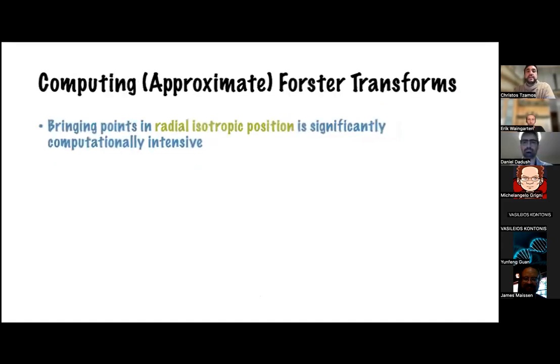Similarly, when you're trying to compute the Forster transform, bringing points into radial isotropic position is computationally intensive. It's not as simple as bringing them to isotropic position or just rescaling them so that they all have norm one.